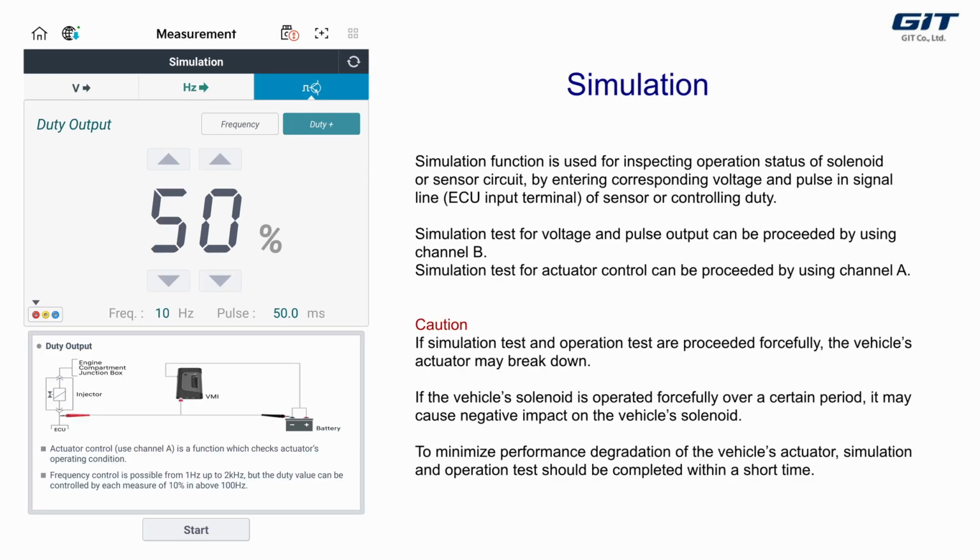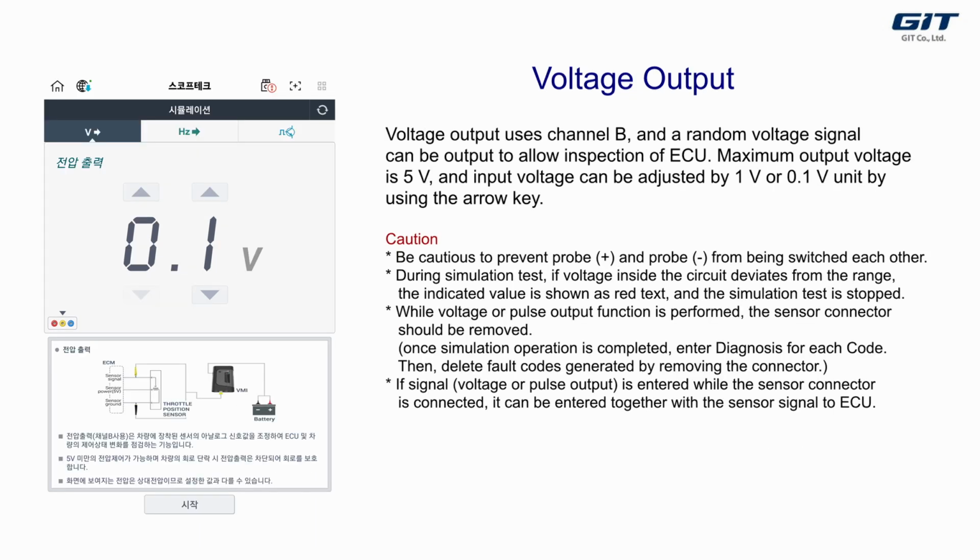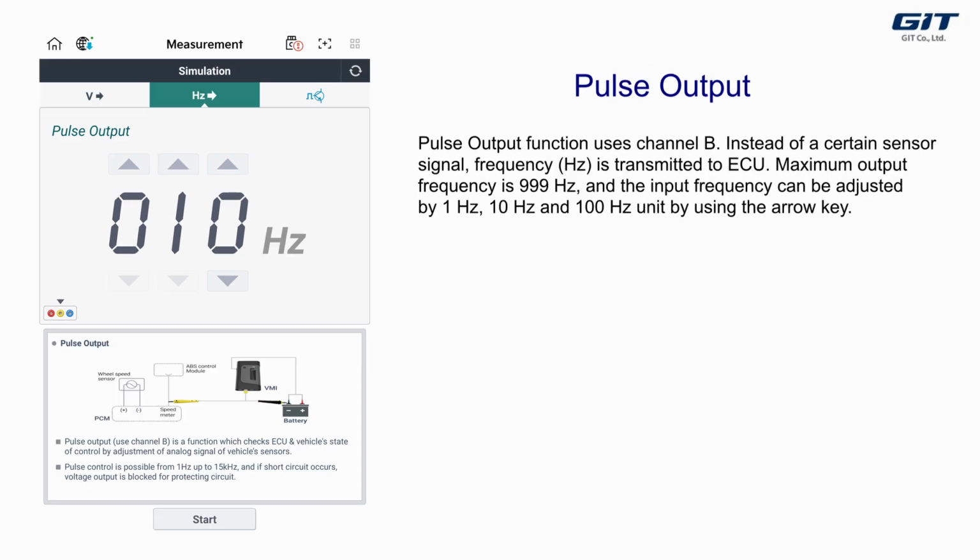The simulation function is used for inspecting the operation status of a solenoid or sensor circuit, by entering the corresponding voltage and pulse into the signal line ECU input terminal of the sensor or by controlling duty. Voltage output uses channel B, and a random voltage signal can be output to allow inspection of the ECU. Pulse output function uses channel B. Instead of a certain sensor signal, frequency in Hertz is transmitted to the ECU.